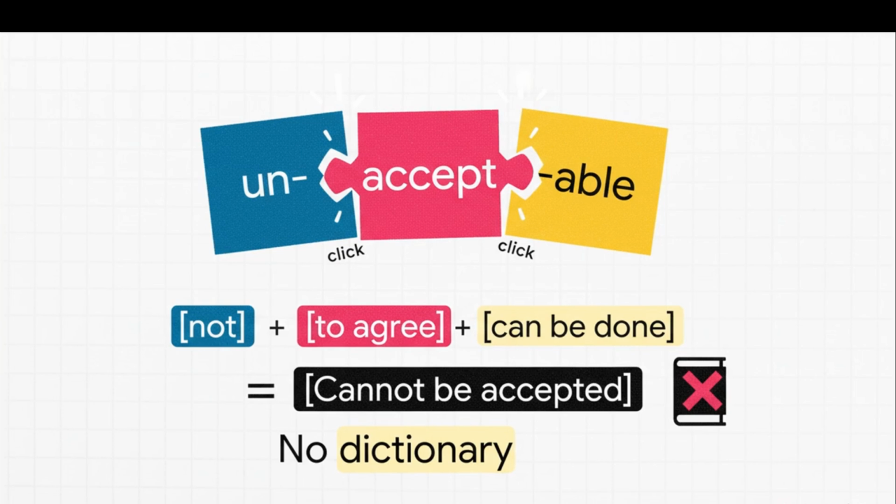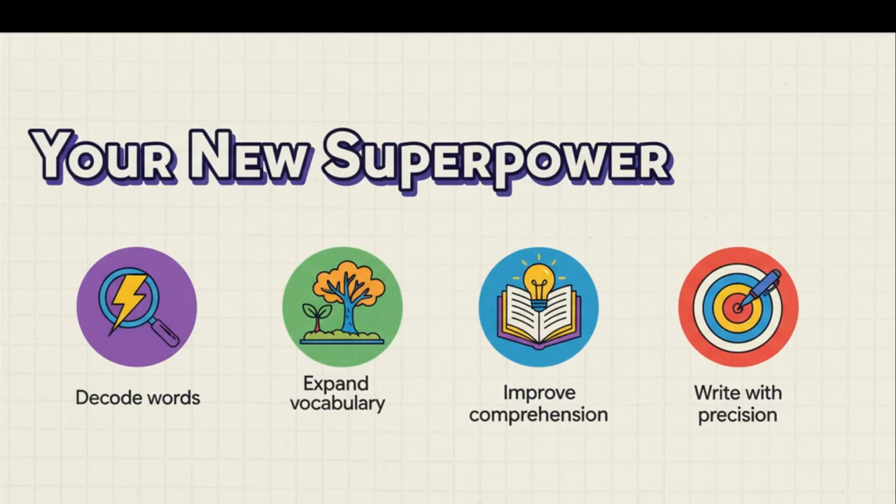And now, let's just put the meanings of those pieces together. Not, accept, can be done. So it means something that cannot be accepted. See? The mystery is gone. The word just told us its own definition. You solved the puzzle. And that is why this is such a superpower.